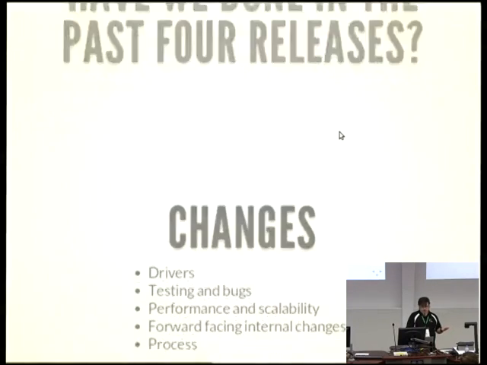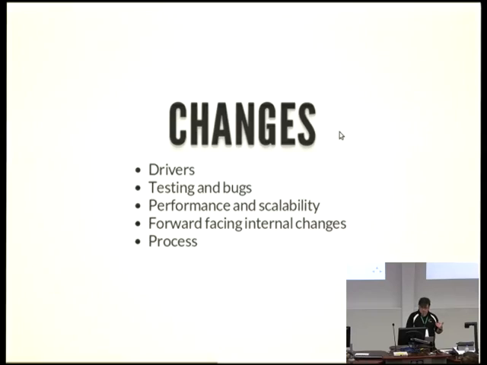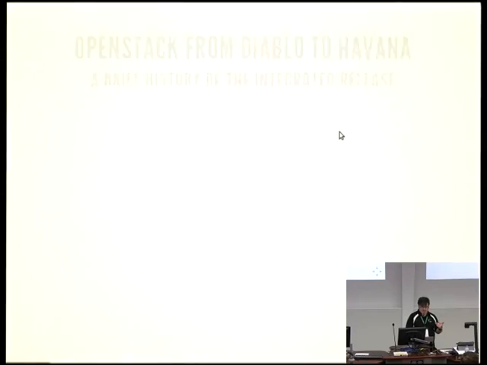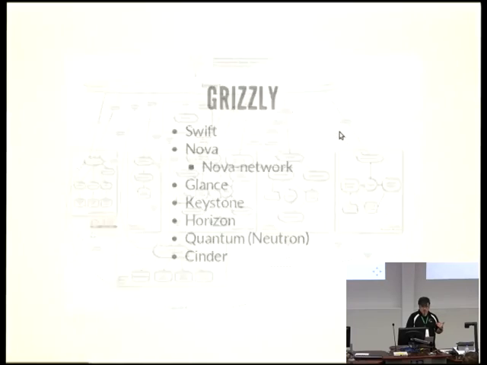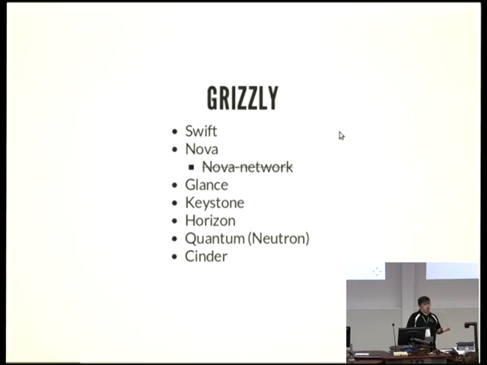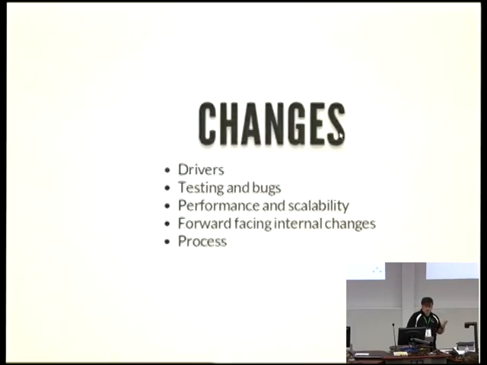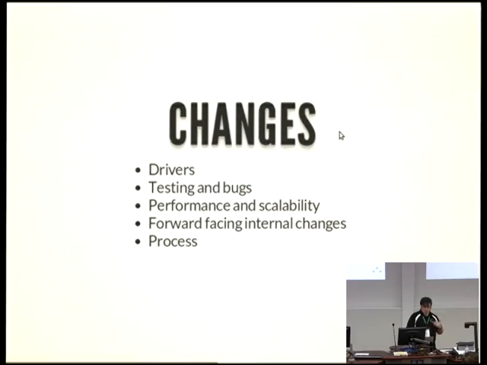And I think if we go back, and I think back here, if you look at Grizzly and Havana, right, there's two new services in there, but there's otherwise pretty much no user visible big ticket items. But we've been doing a huge amount of work on the internals, which is what this is all about. Performance, scalability, reliability, robustness, and a small amount of new features.